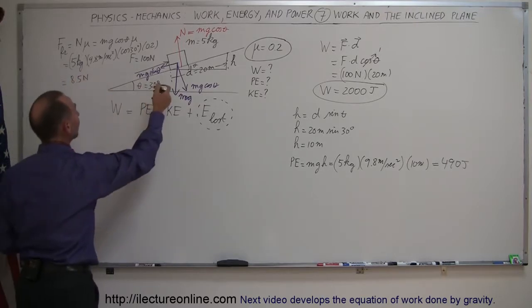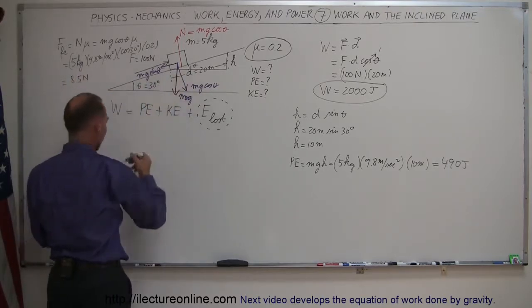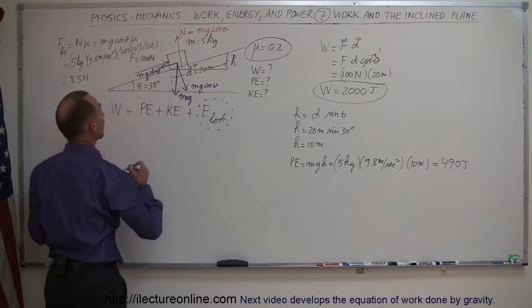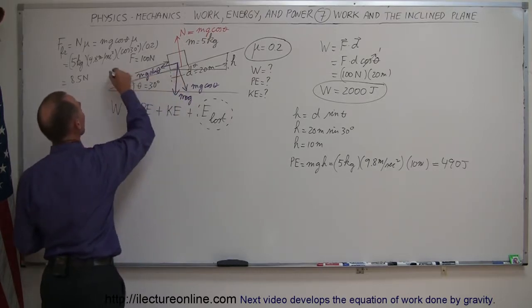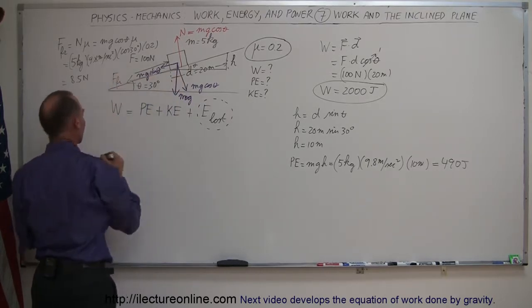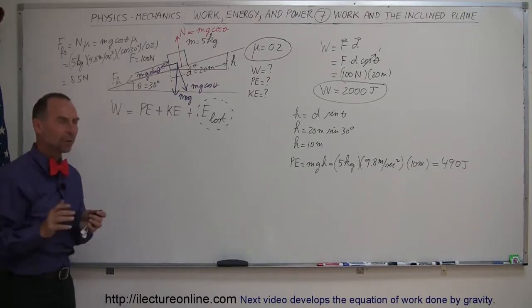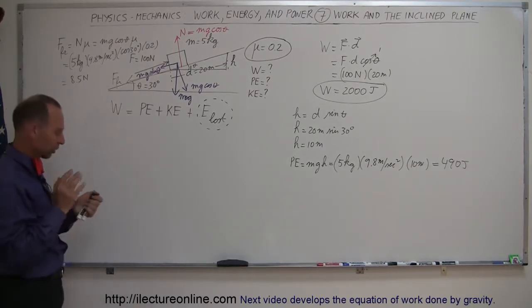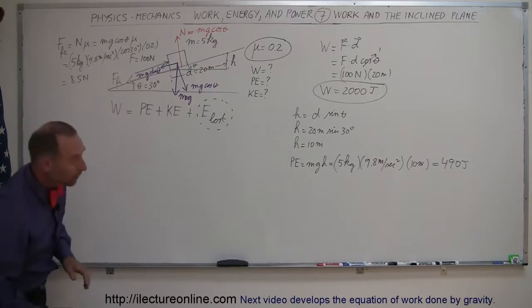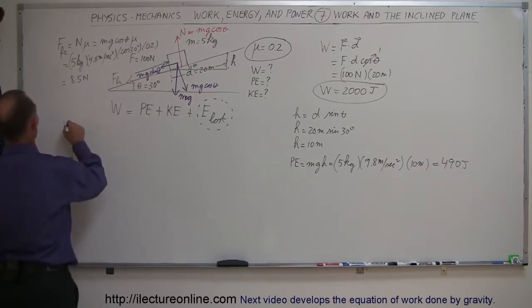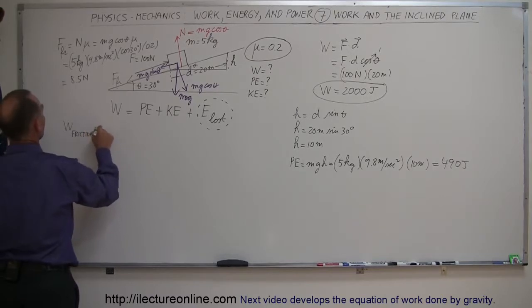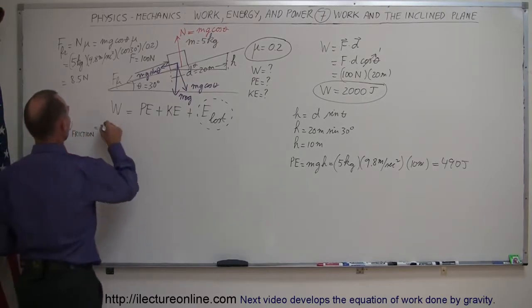Now notice the friction force is going to be pointing in this direction. So let me note that. Here we have force friction, and it's in a negative direction. Now, if we're going to calculate the work done by overcoming the friction, we can say that work because of friction is equal to the force of friction times the displacement.